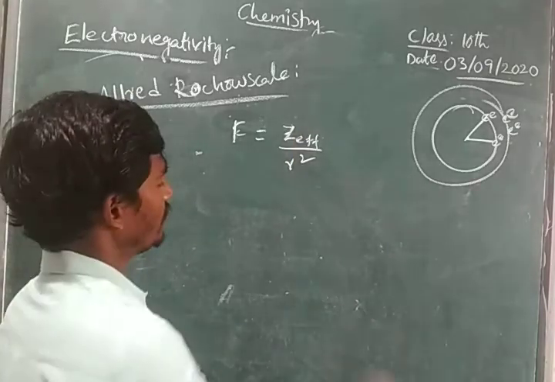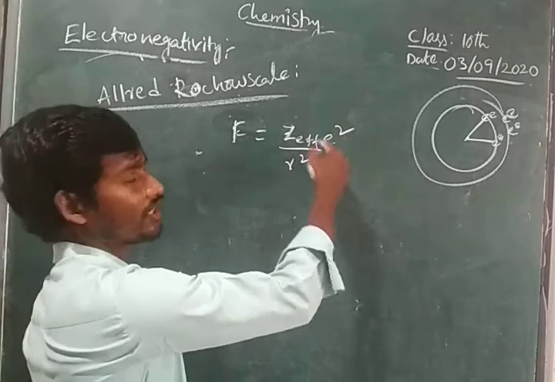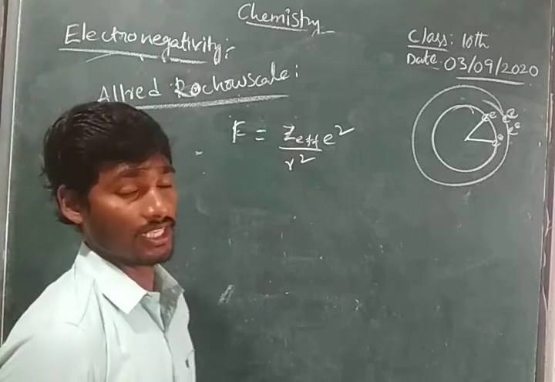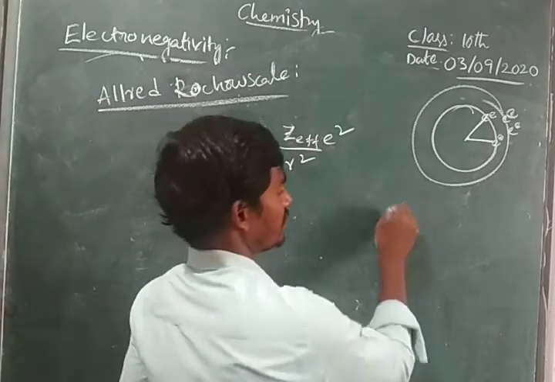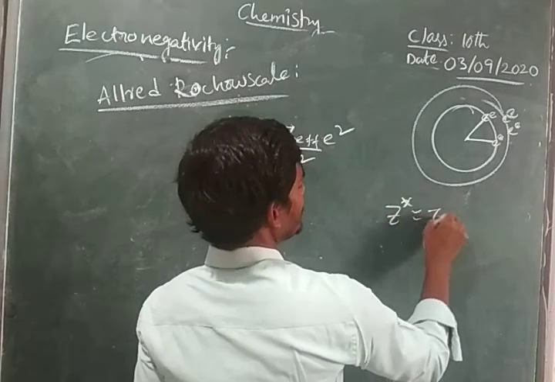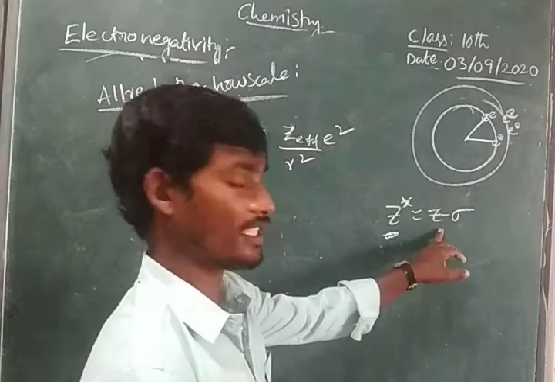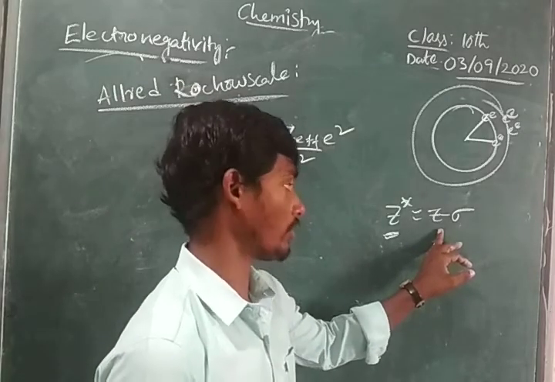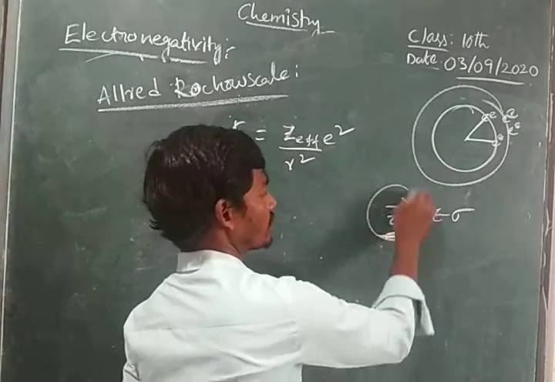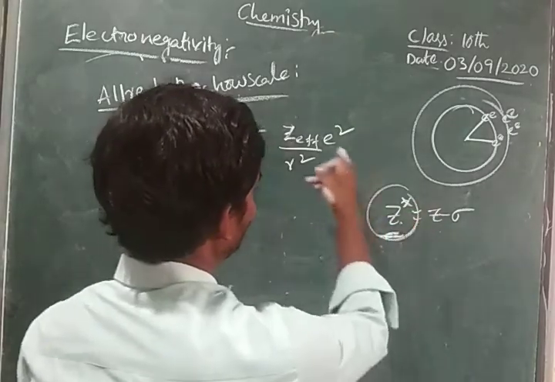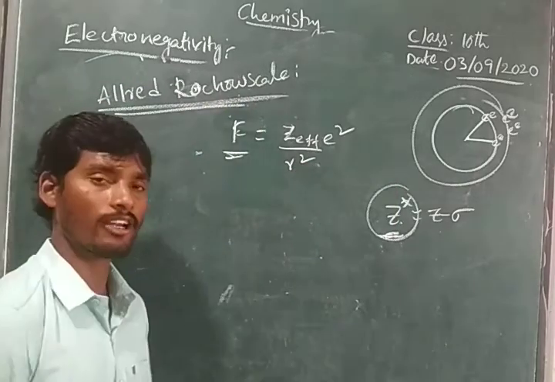Here it is the charge of the electron squared into the Z effective nuclear charge. We already know how to find the effective nuclear charge: Z star equals Z minus sigma. Here Z star is the effective nuclear charge, Z is the atomic number or nuclear charge, and sigma is the screening constant. We find the Z star value and substitute it to get the electronegativity on the Avogadro scale.